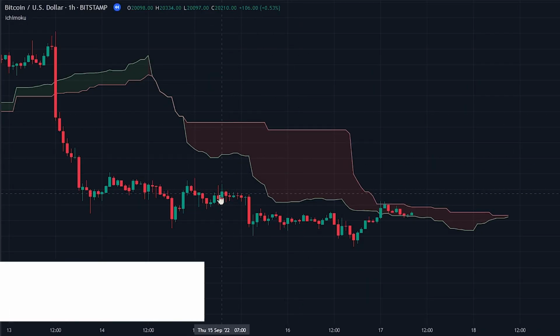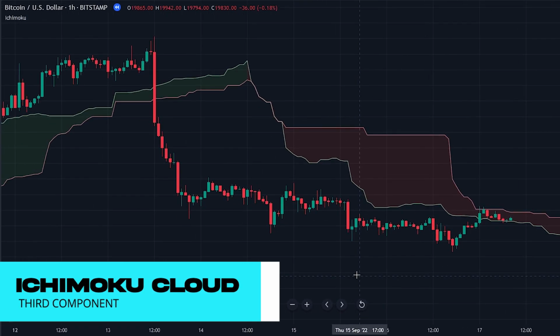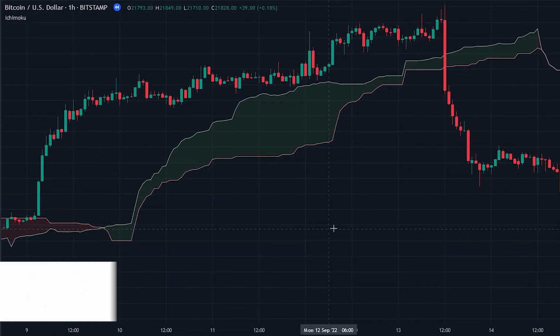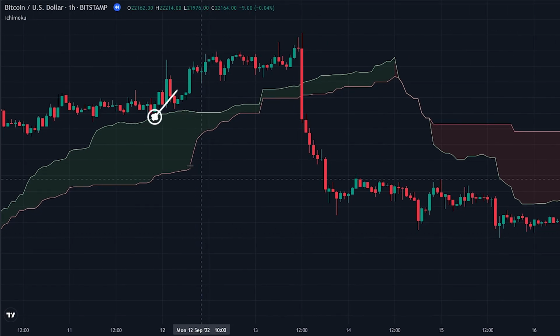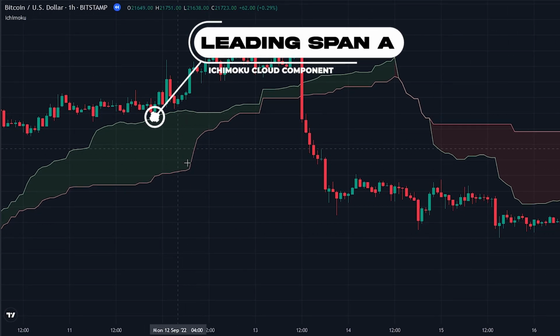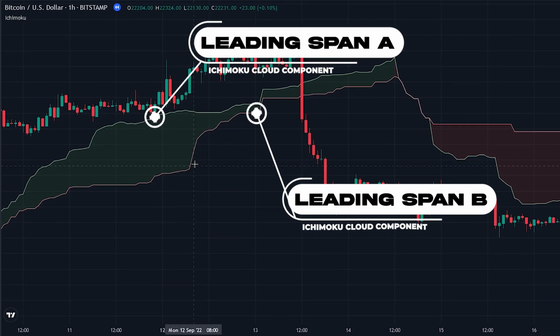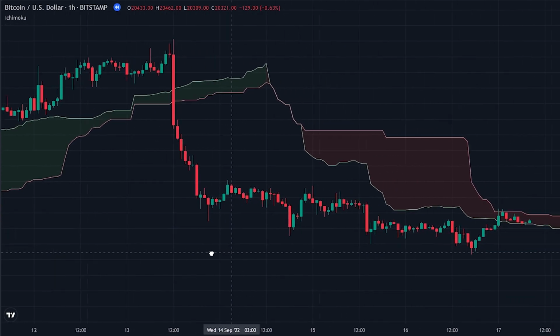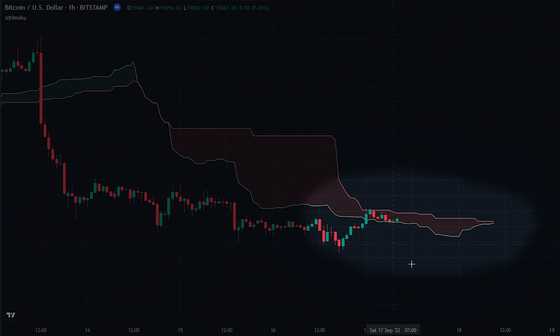The Ichimoku Cloud is the most prominent component of the indicator. The component consists of the leading span A, which is the green line, and the leading span B, which is the red line. Unlike many other indicators, this cloud projects itself into the future. This allows you to get an indication of future support and resistance levels.